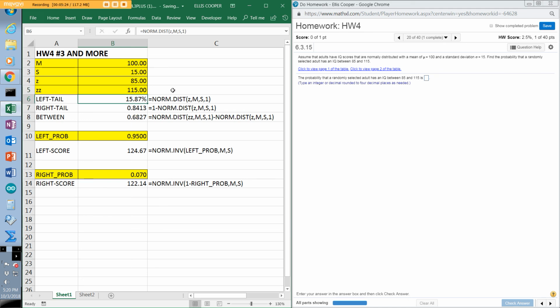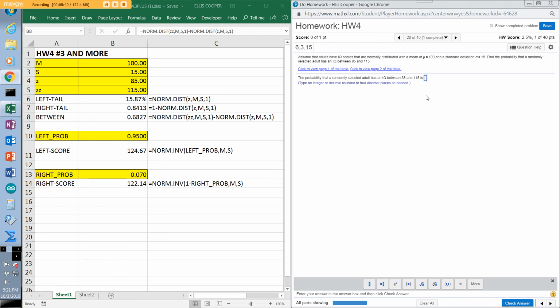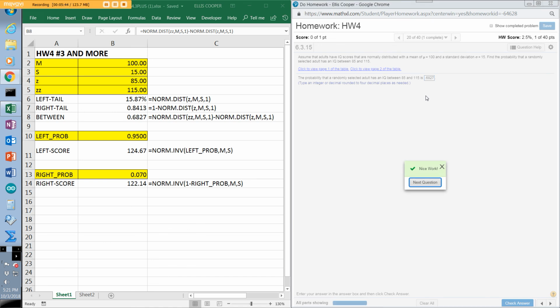And now let's be real careful here. We're talking about a decimal number, not a percentage. And we are talking about a between probability of 0.6827. Now that's 4 places. 0.6827. And then we're done. That is the 6 example problems that cover an enormous amount of different problems in homework 4.